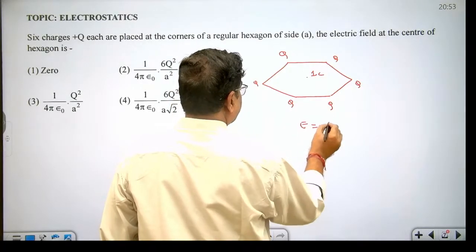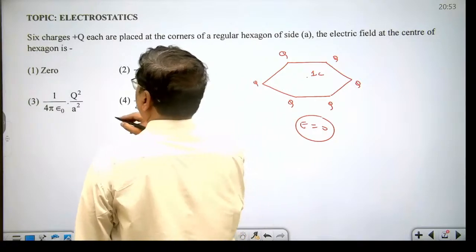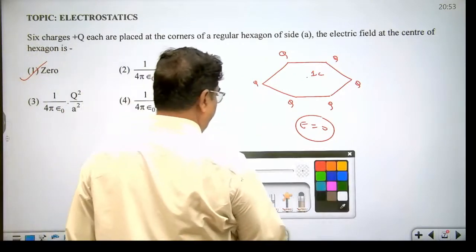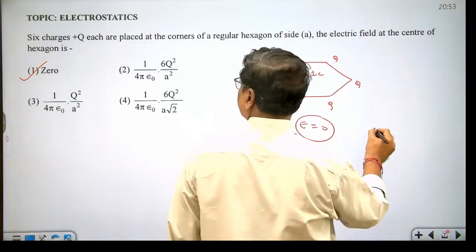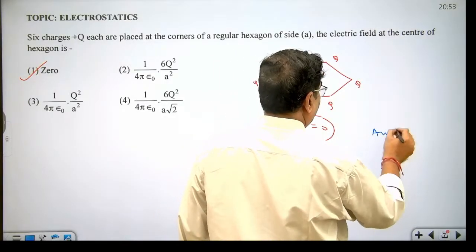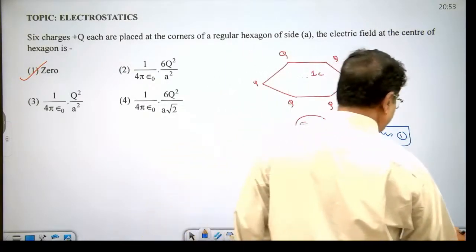So electric field at center will be 0. So option 1 is correct choice, because electric field of opposite charges will cancel each other. So option 1 is the correct answer.